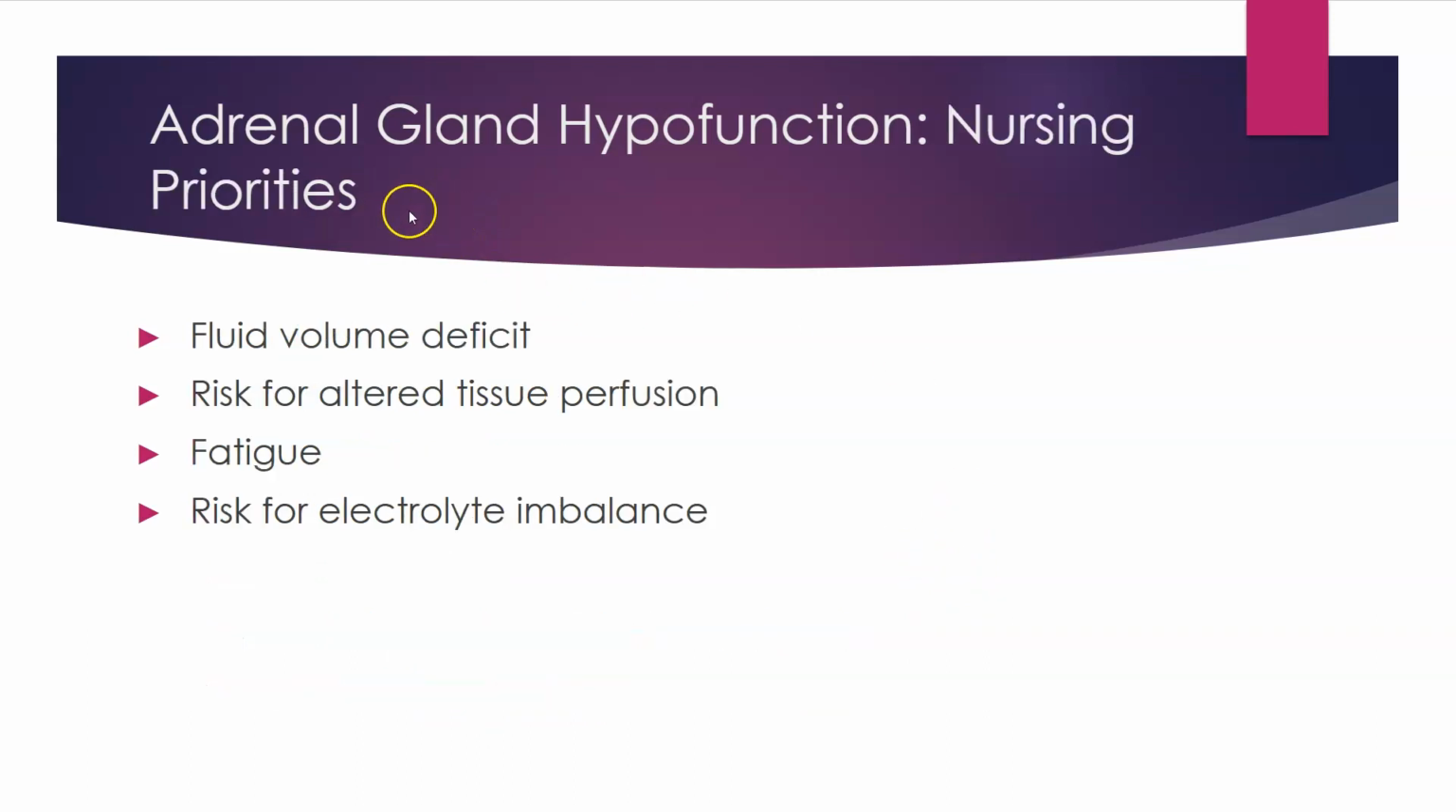With this, for nursing priorities, fluid volume deficit is huge because of the urine output that they're doing, and they're hypovolemic. So they're also at altered risk for tissue perfusion due to that hypovolemia, fatigue, and risk for electrolyte imbalance, and all those things that we mentioned on the other page, with hyperkalemia, hyponatremia, hypovolemia, etc.